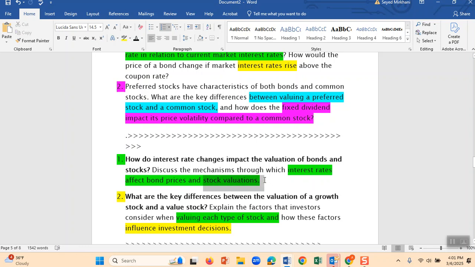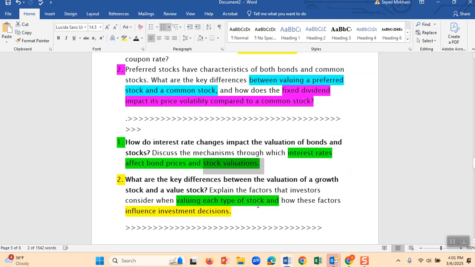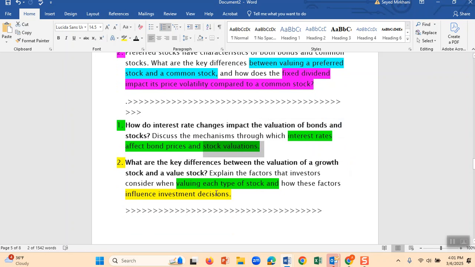And that's why many people hold their breath when the Federal Reserve meets, and they are hoping that they reduce the interest rates and all those issues. Now we come here to valuing each type of stock and factors that influence investment decisions.